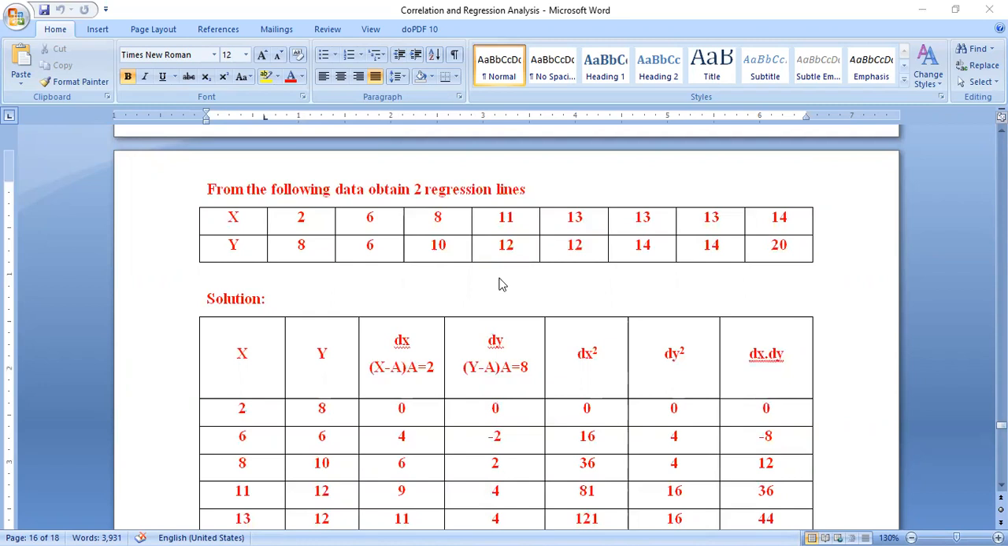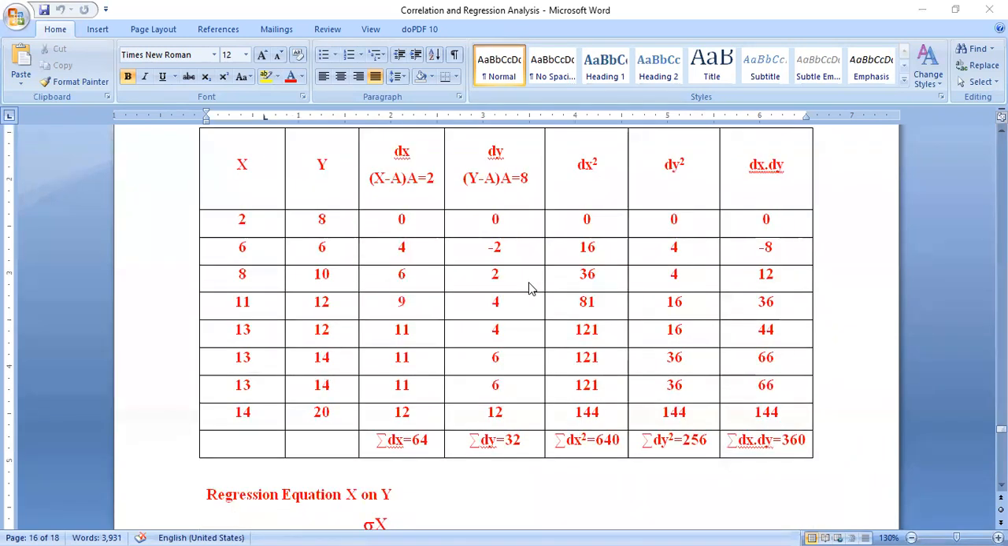By observing this problem, the examiner is asking to obtain two regression lines, that is, find the x on y and y on x regression lines. Also, sometimes he will ask to calculate the coefficient of correlation. You see the problem here. See the solution. Simply you need to remember this simple technique.